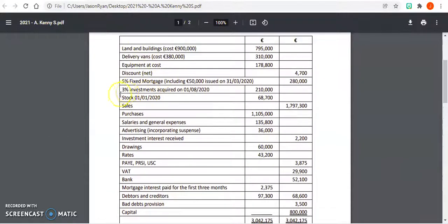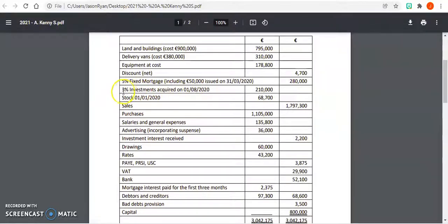So we've got 3% investment income acquired on the 1st of August. So we've got August, September, October, November, December. So we've got 5/12 to see how much the investment income is for the year. That goes into your operating income. Then we find out, did we receive any investment income, and we received 2,200. So you're going to find out how much is left to be received, and that's going to go into your balance sheet as a current asset.